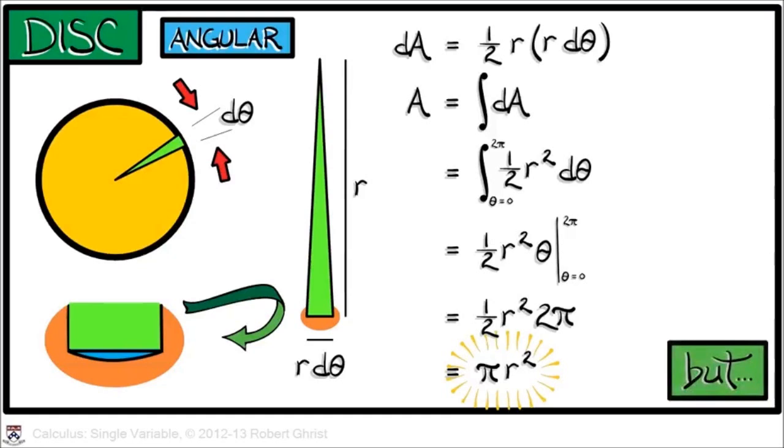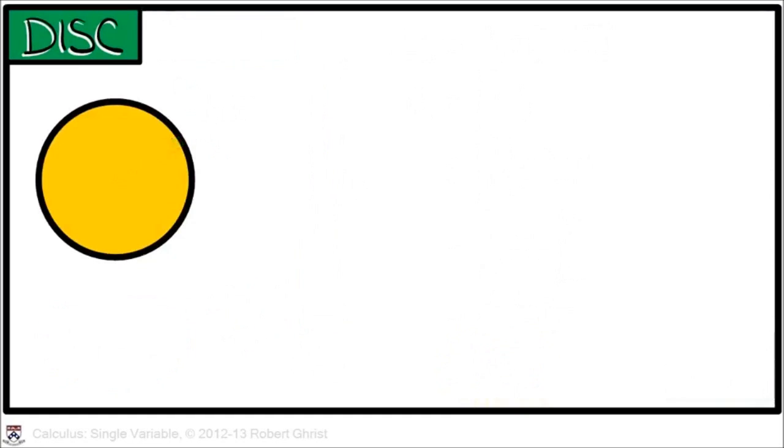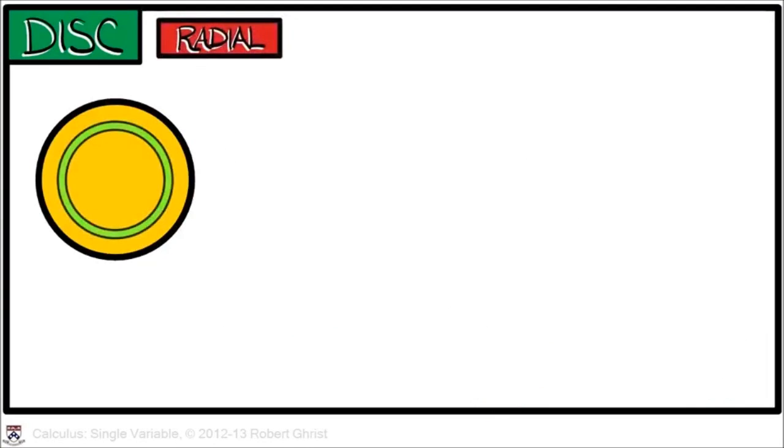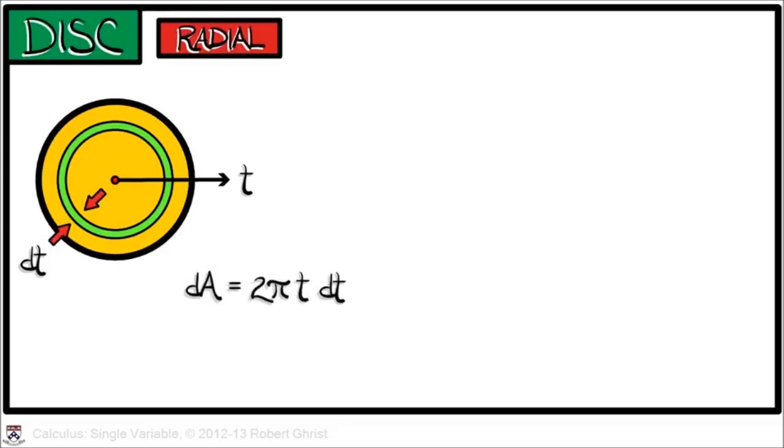But this is not the only way to do this problem. Consider if we used a radial variable and we sweep out thin annuli and fill up the disk in that manner. Let's call that radial variable t. The annular strip is going to have thickness dt, and now we need to argue that the area of this infinitesimal annular strip is the circumference, 2 pi t, times the thickness, dt.